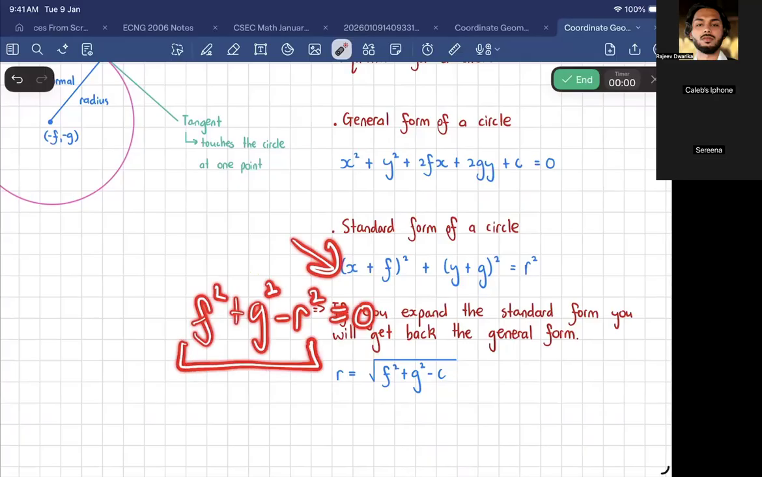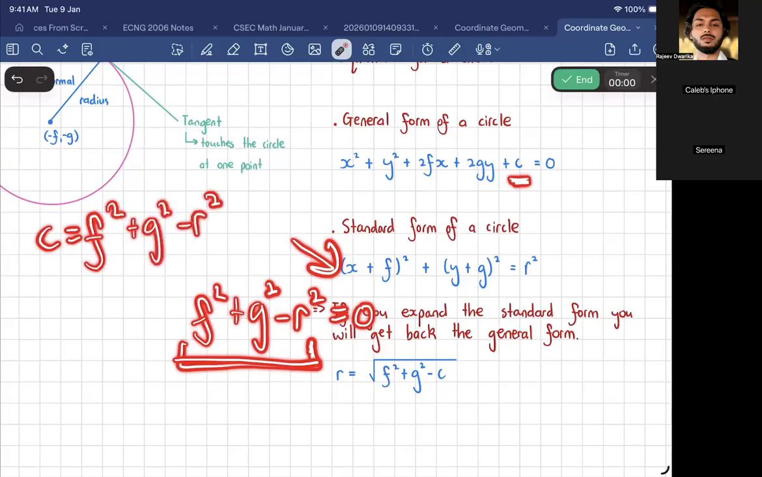Caleb, do you think you understand why I'm calling these constant terms or not? Nah, sir. All right. You see an x or a y anywhere over there? Nah, sir. If you do not have an x or a y, then it's a constant term. It's a number. Yes, sir. So this would correspond to the c term. So c is actually equal to f squared plus g squared minus r squared.